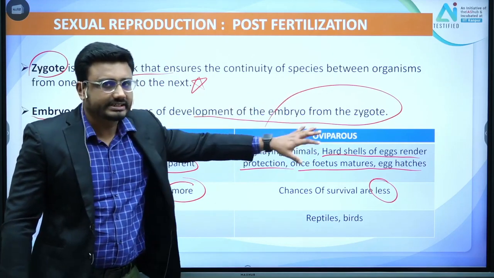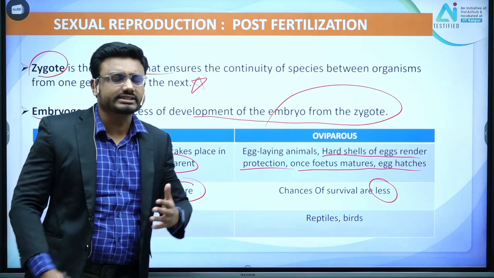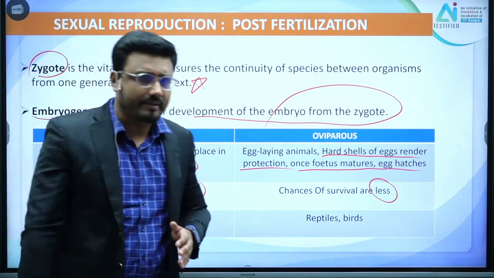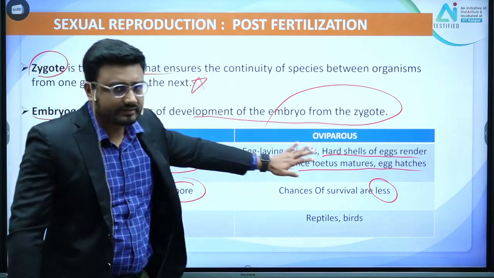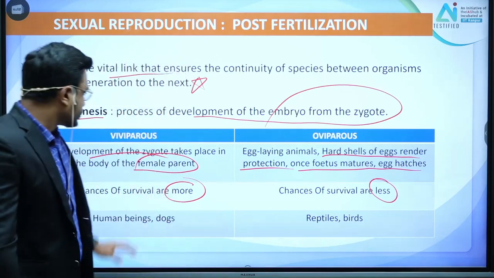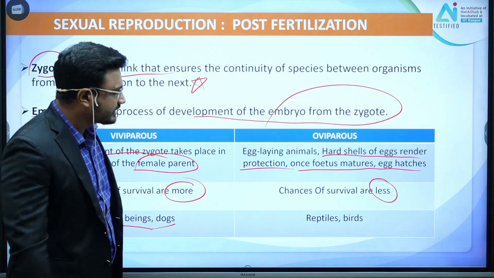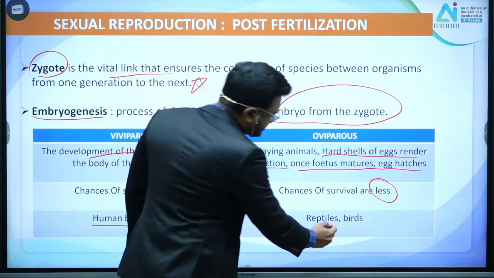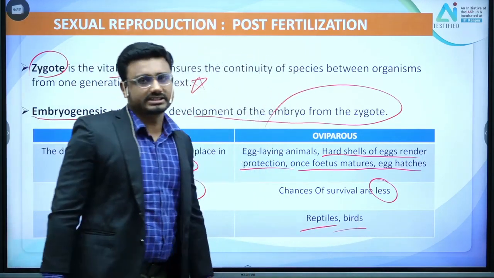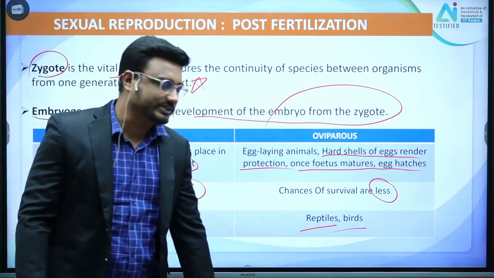The chances of survival are less because attacks from predators can happen, and thus the survival chances decrease. Vivipary takes place in human beings and also in dogs, whereas ovipary takes place in reptiles and birds. So now let's move to the next concept.